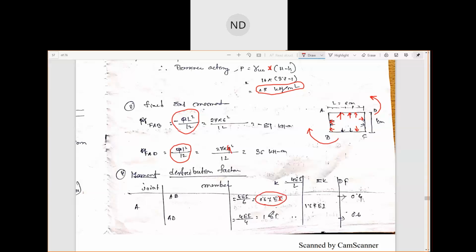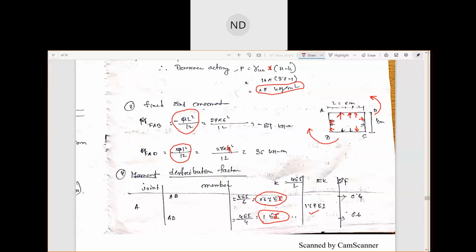And then for the member AD, 4EI by L. L for AD is 4. So that gives us the stiffness to be 1 EI. So now what is the summation of the stiffness? This plus this will give you obviously 1.67 EI. This 1.67 EI is the summation.